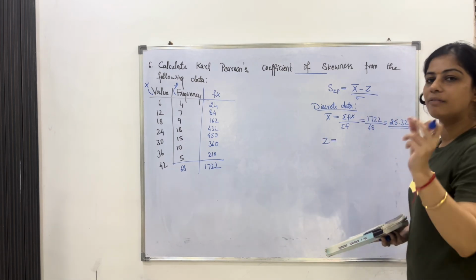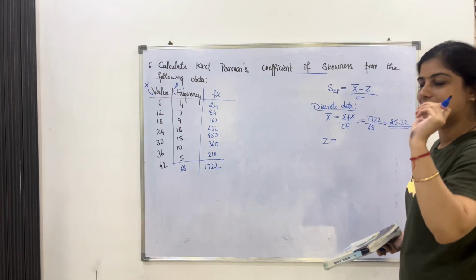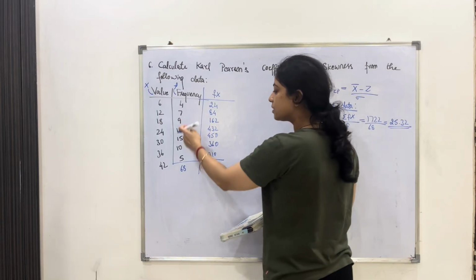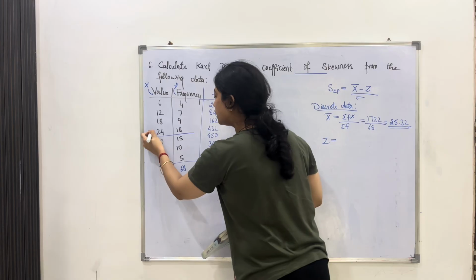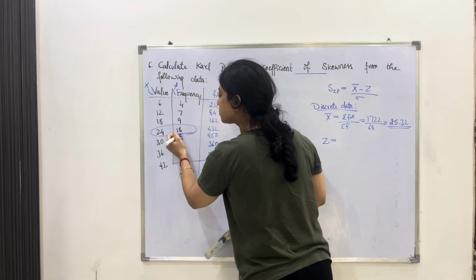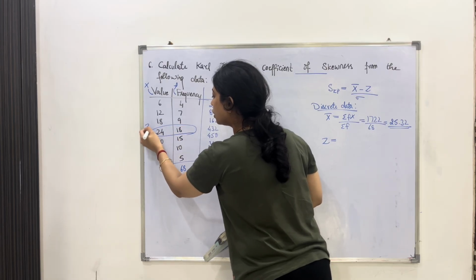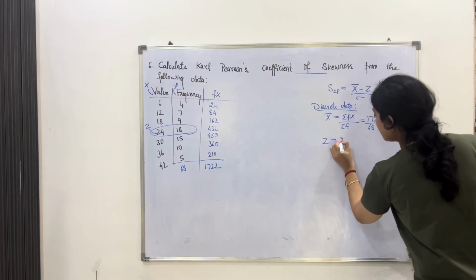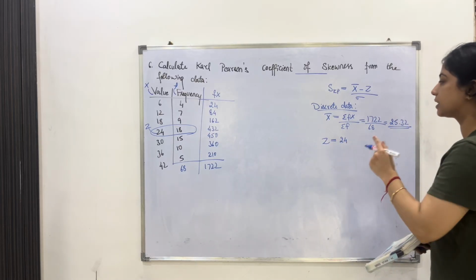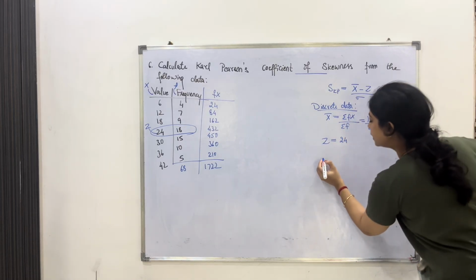It is nothing but the value of x corresponding to the highest frequency. Now what is the highest frequency here? 18. So what is the value of x corresponding to 18, which is 24. So the mode is 24 in case of discrete data. Now we need to find standard deviation.